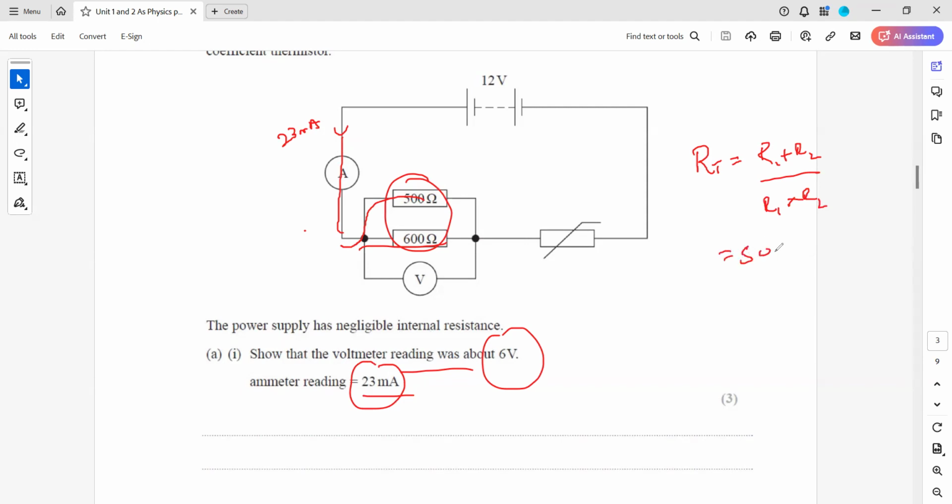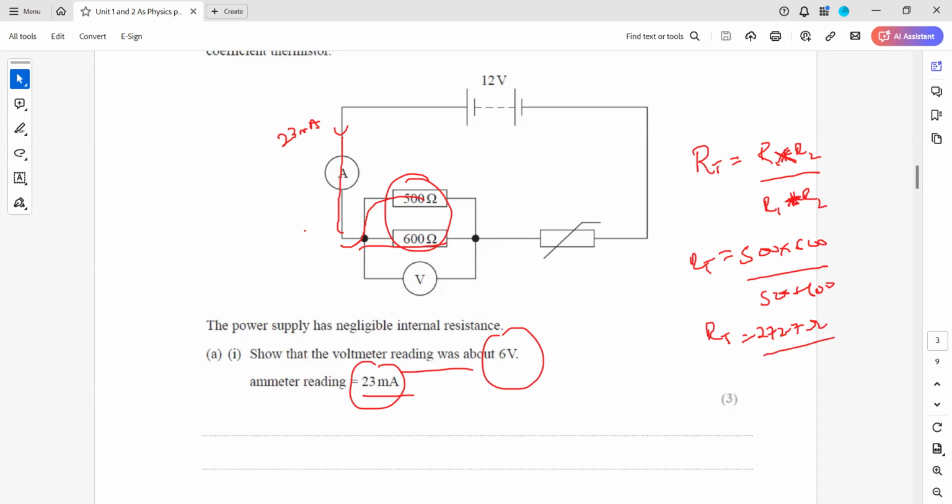So the product will be 500 times 600, so it will be product divided by sum. The product will be in the numerator and the sum in the denominator. So 500 into 600 divided by 500 plus 600. And that will give us the combined resistance of 272.7 ohms.